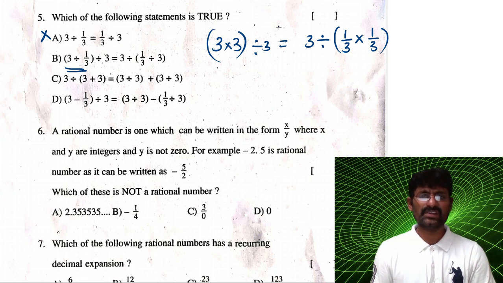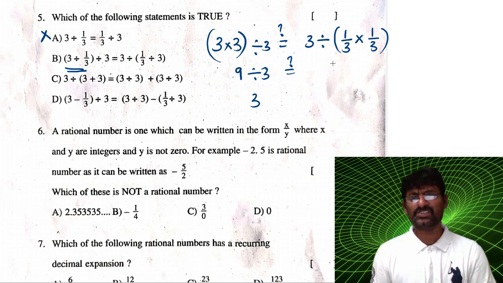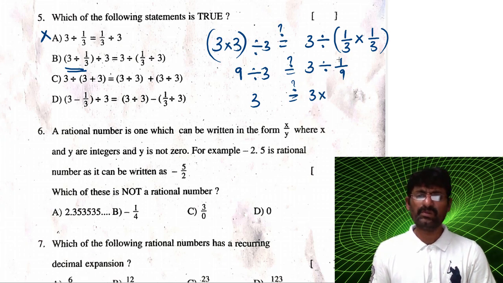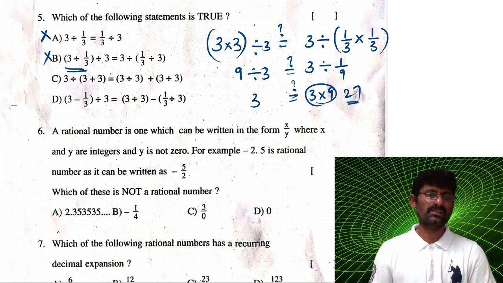Now let us check whether these two are equal or not. 3 into 3 is 9, so 9 by 3, which is equal to 3. Now is this equal to right side value? Let us check. 3 divided by 1 by 3 times 1 by 3 means 1 by 9. Now this is equal to 3 divided by 1 by 9. We can write this as times the reciprocal of 1 by 9, which is 9. So this is equal to 27. So 3 equal to 27. Is it correct? No. So option B is also not correct.